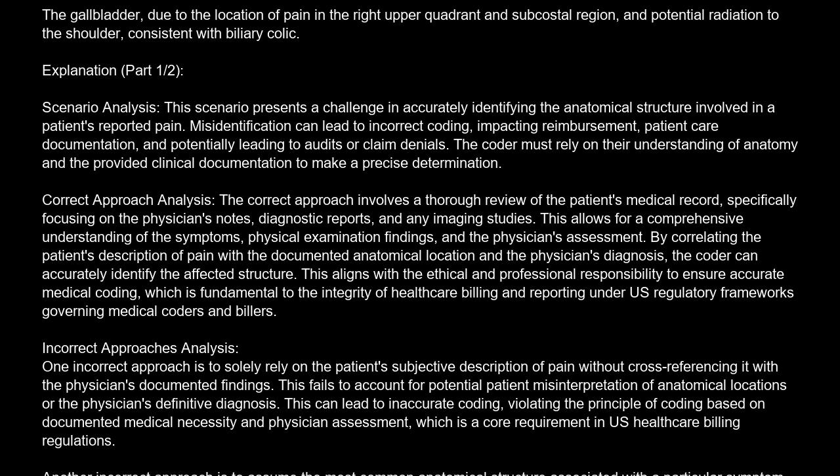Explanation. Scenario analysis. This scenario presents a challenge in accurately identifying the anatomical structure involved in a patient's reported pain. Misidentification can lead to incorrect coding, impacting reimbursement, patient care documentation, and potentially leading to audits or claim denials. The coder must rely on their understanding of anatomy and the provided clinical documentation to make a precise determination. Correct approach analysis. The correct approach involves a thorough review of the patient's medical record, specifically focusing on the physician's notes, diagnostic reports, and any imaging studies.